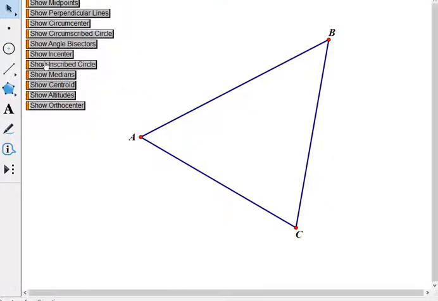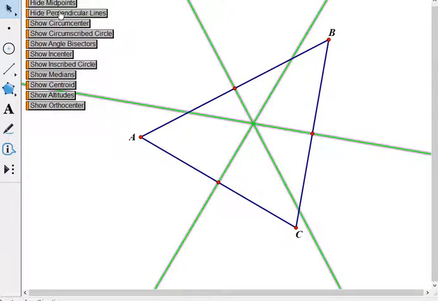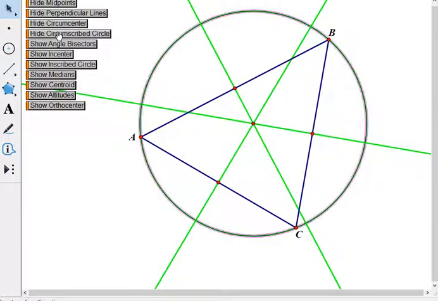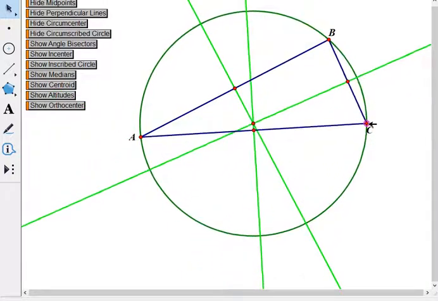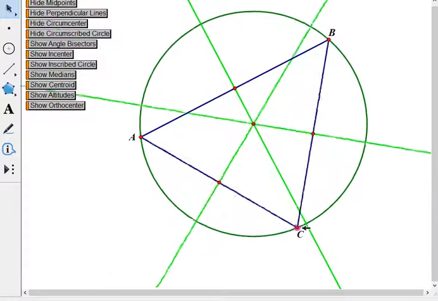Okay, so in Sketchpad, I have this. So perpendicular bisectors have to go through the midpoints of the triangle. So there's our perpendicular bisectors. All right, and the point where they all meet is called the circumcenter. And we can use the circumcenter to draw a circumscribed circle that touches all three vertices of the triangle. And as you move this, the circumcenter changes to different places.